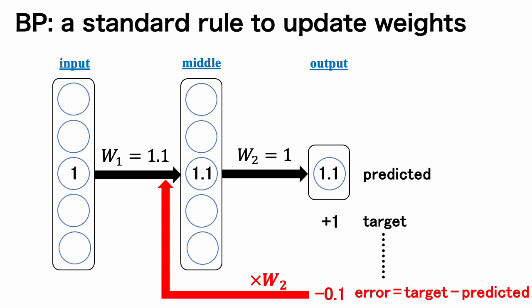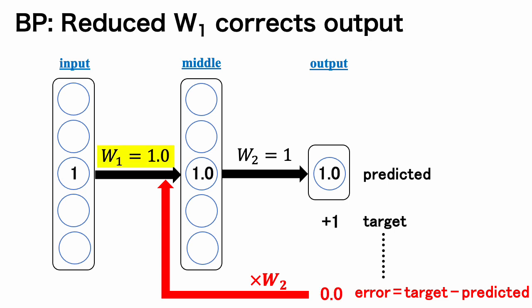The issue here is how to tune W1 to correct the network's output. In this simplest case, we can just add error to W1, then W1 should be updated to 1. Now the updated output becomes 1 and there is no error. That means we successfully learned this first example.